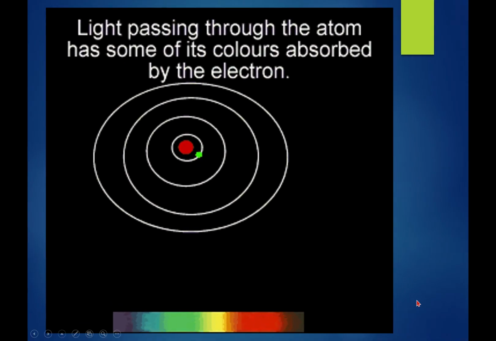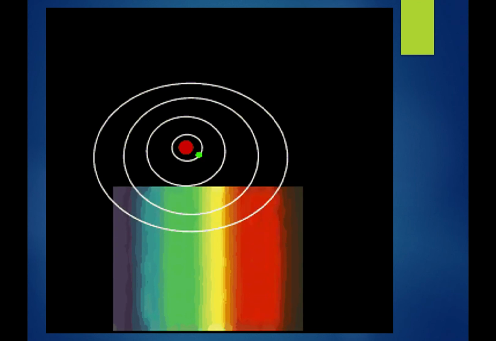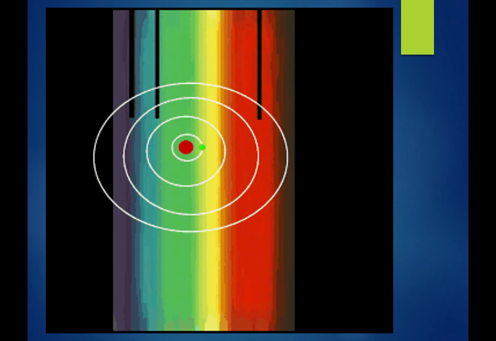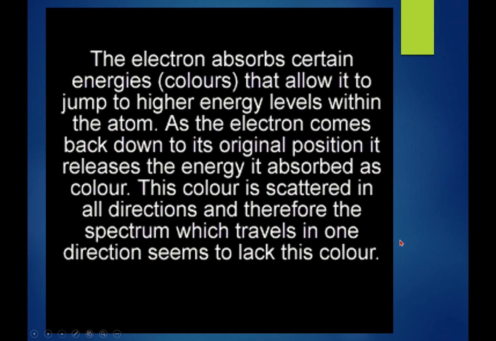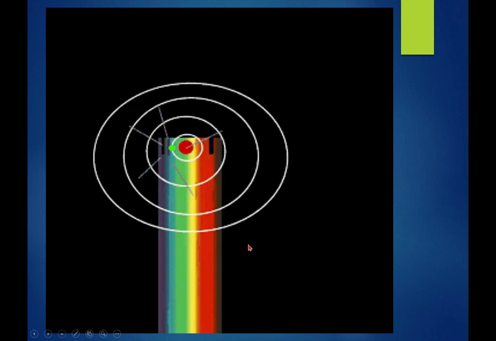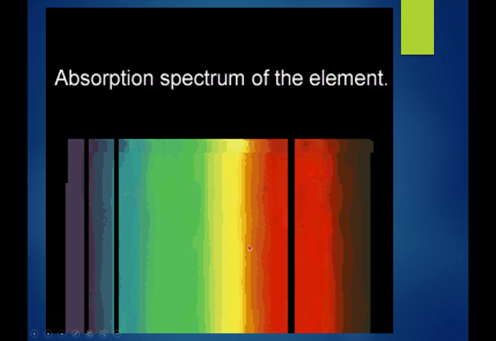Refer to this animation. Light passing through the atom has some of its colors absorbed by the electron. So the electron absorbs certain energies that allow it to jump to higher energy levels within the atom. As the electron comes back down to its original position, it releases the energy it absorbed as color. This color is scattered in all directions, and therefore the spectrum, which travels in one direction, is absorbed.